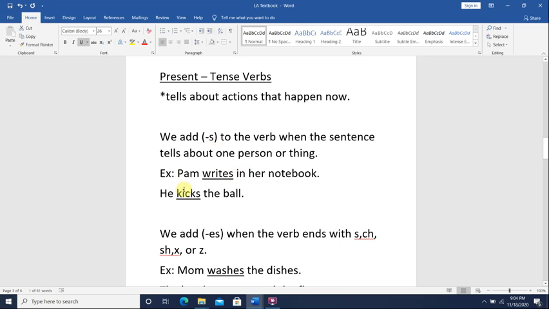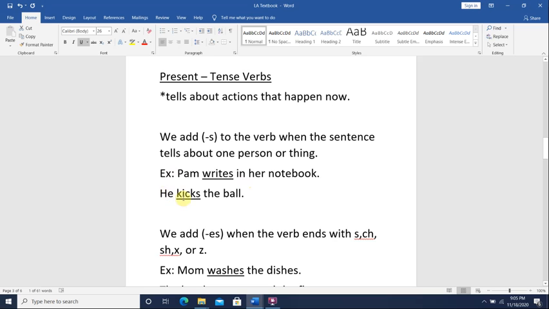For example, Pam writes in her notebook. Pam is the name of a girl. Pam is only one person, so she's the subject. Writes in her notebook. So Pam, one person, writes. Write is the action or the verb. And what do we do to the verb? We add an S to show that it's happening now. So in present tense, when the subject is one person or one thing, we add an S to the verb to show that it is in the present tense, that it's happening now.